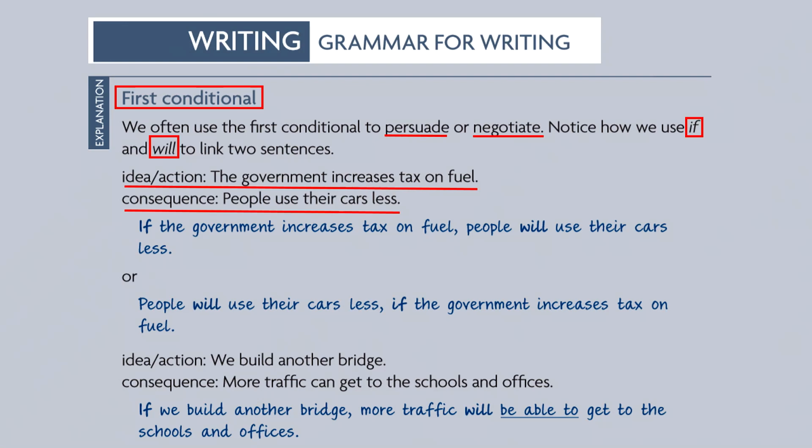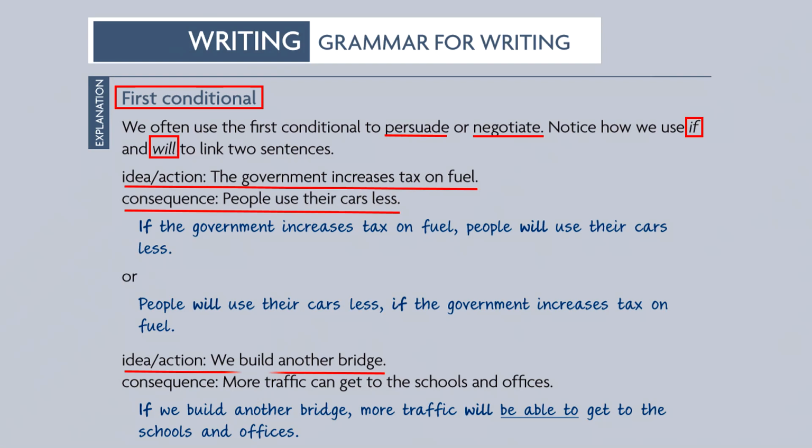Now in the following sentences, these two clauses have been combined together and turned into first conditional. Look at these two sentences. If the government increases tax on fuel, people will use their cars less. This is first conditional. You can also say the same thing in a different way. People will use their cars less if the government increases tax on fuel.